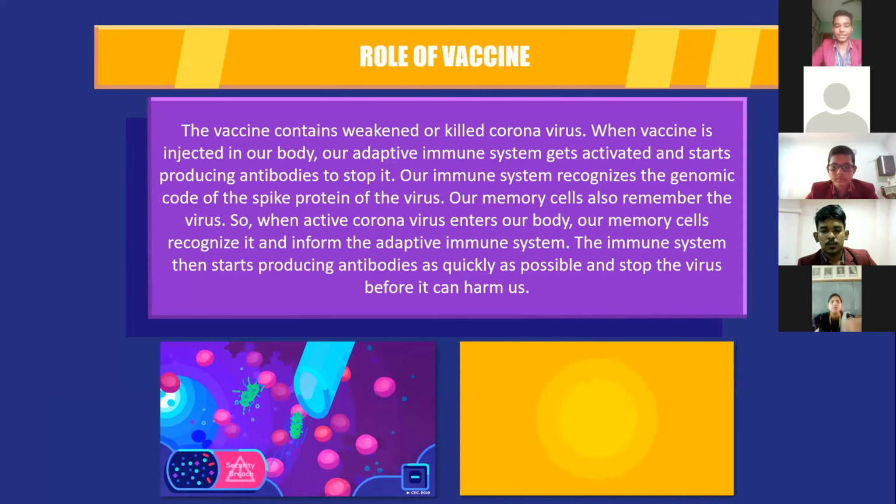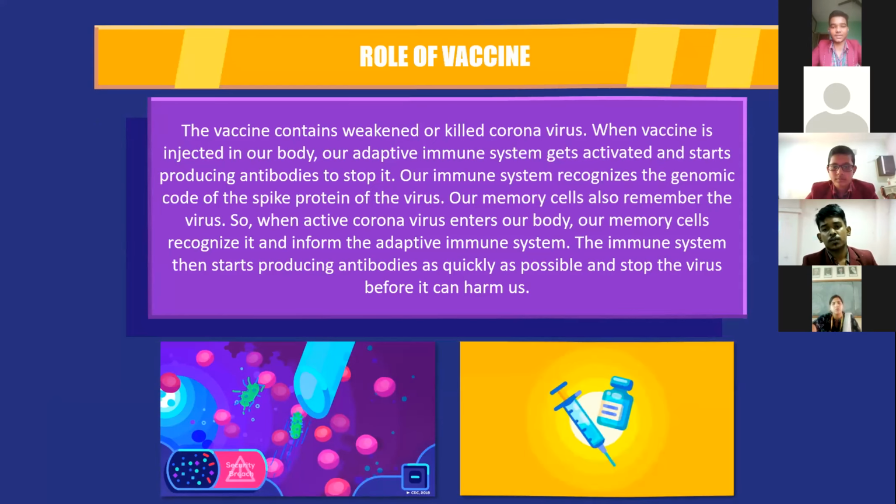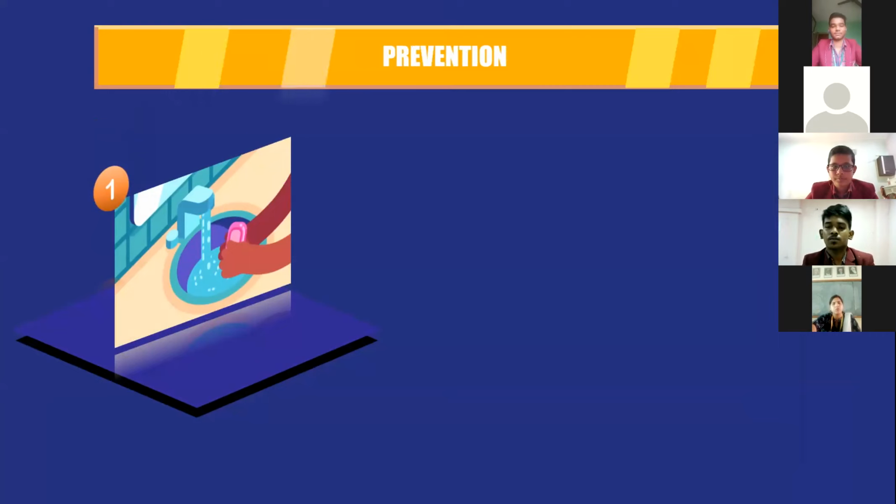We also have memory cells. Our memory cells remember the virus. So, when active coronavirus enters our body, our memory cells quickly recognize it and inform the adaptive immune system simultaneously. Our immune system then sends antibodies to fight the virus and stop it before it can harm us. Now, Bishal is going to tell us the various ways of taking prevention against the virus.